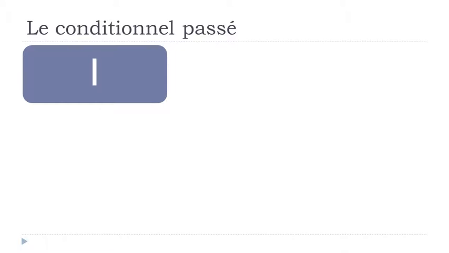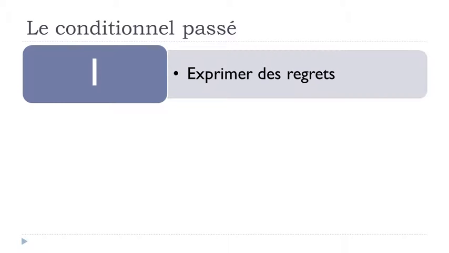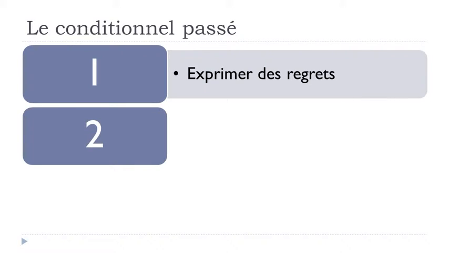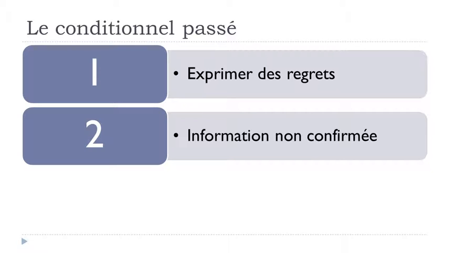And then the first use that we will have for this conditionnel passé, it's to express regrets, exprimer des regrets. Okay, so that's one of the first uses, let's say. The second one would be une information non confirmée. So if you're looking at the news, for instance, and they want to talk about something that happened, but they don't have all the elements to confirm this information, then normally in that case, they just use this conditionnel passé form, okay?